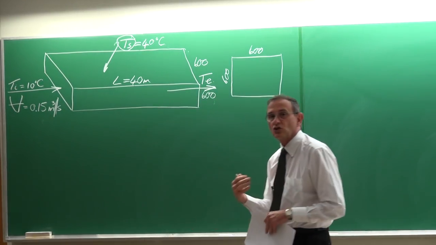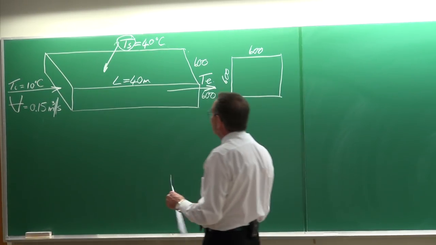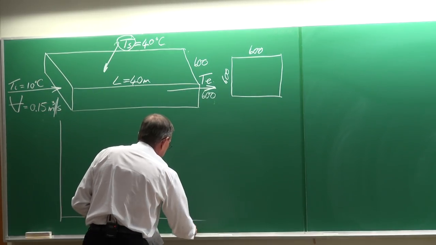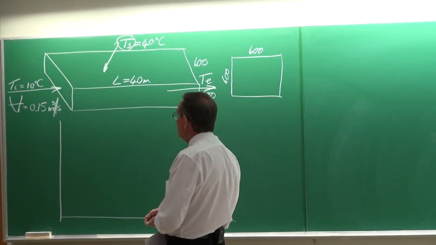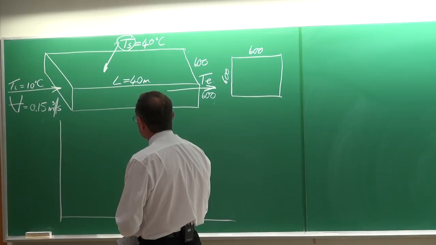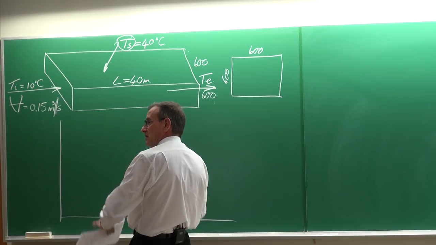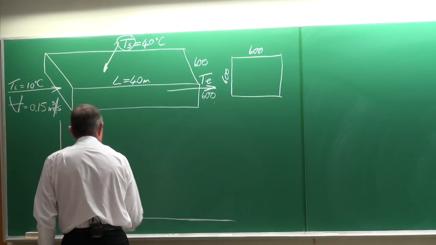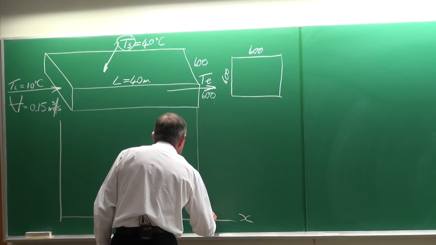And what will the heat transfer rate be from the hot air to the air-conditioned air inside the duct? I always recommend that you draw a graph of what this problem is all about. So if that is X, then that would be 40 meters.